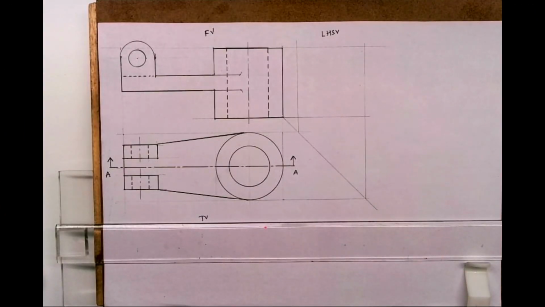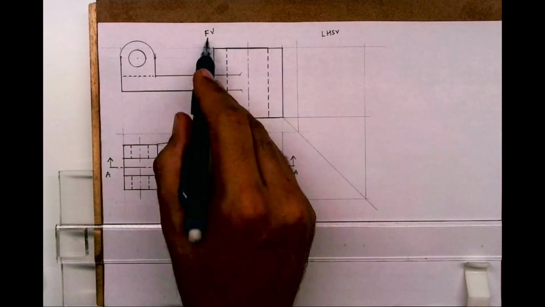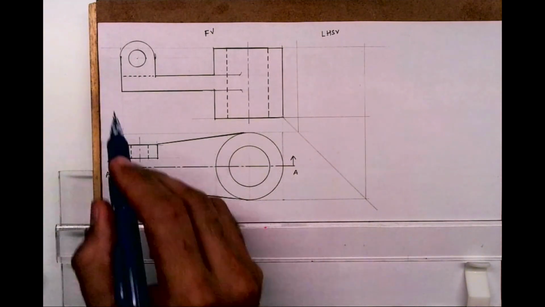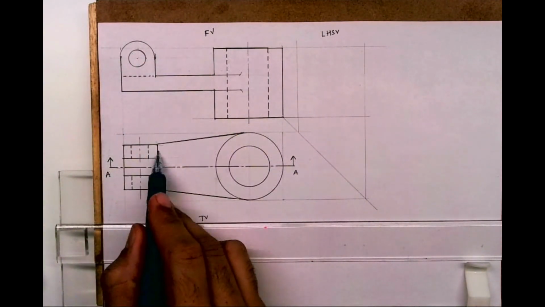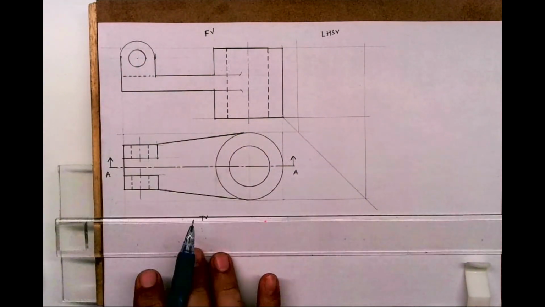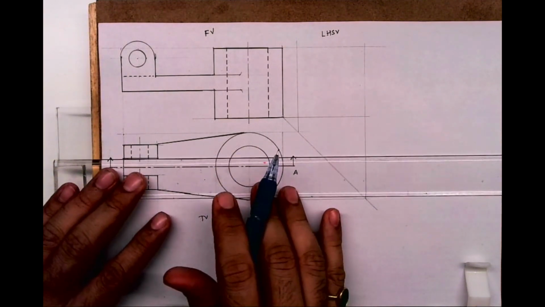Welcome to Technical Drawing. Today we'll see the missing view of this sum. Front view and top view are given. We have to draw the left-hand side view. Now if you see in this, we have a circle and we have a rectangle for that. So if there is a circle in one view, the other two views will be rectangles.